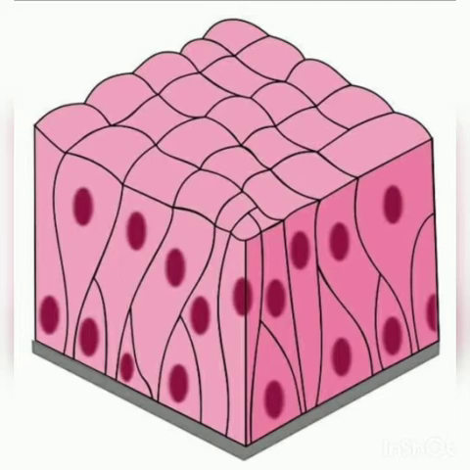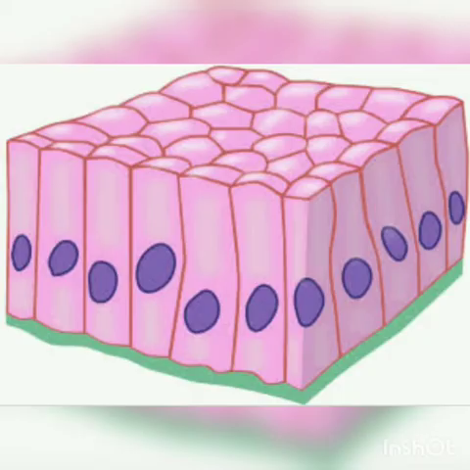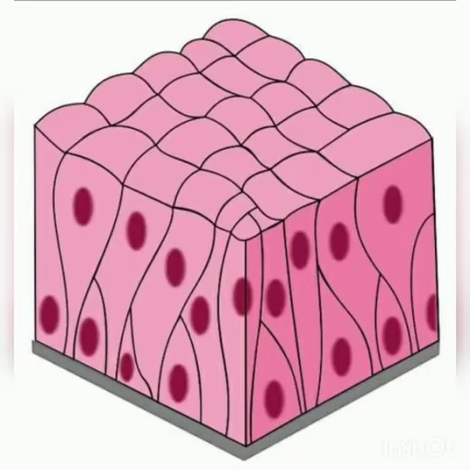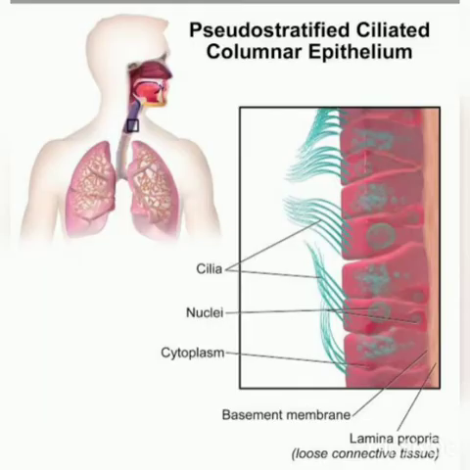We have already seen that in columnar epithelium the nuclei are all at the same level. But here the nuclei are at different levels. Hence it is also called pseudo-stratified epithelium. It will be asked in 2 marks. And its functions are protection, secretion and absorption.